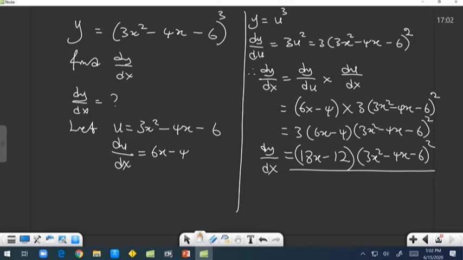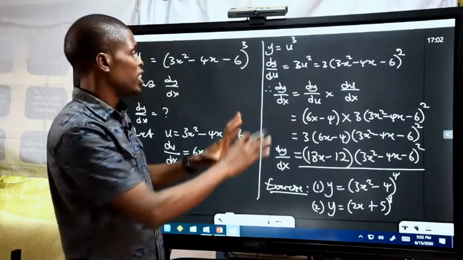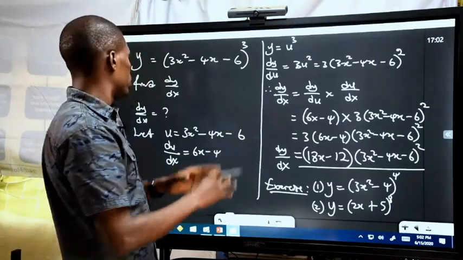So you can solve another problem related to that. I'll just give you this following exercise. Using what we call the chain rule, you can solve this one: y equal to (3x squared minus 4) raised to the power of 4. And the second one, y equal to (2x plus 5) raised to the power of 8. You can solve these two under this aspect of what we call chain rule. So use that to solve that.